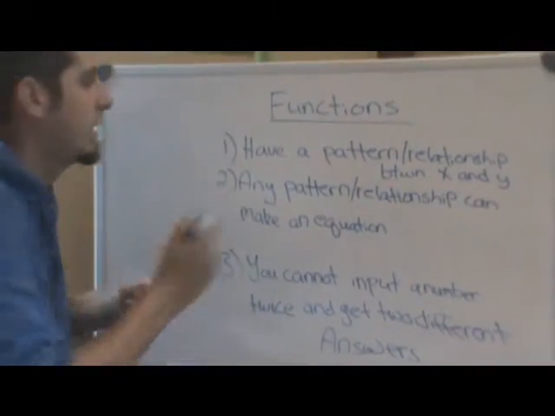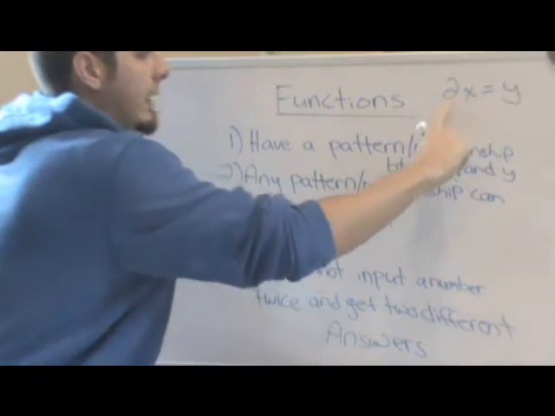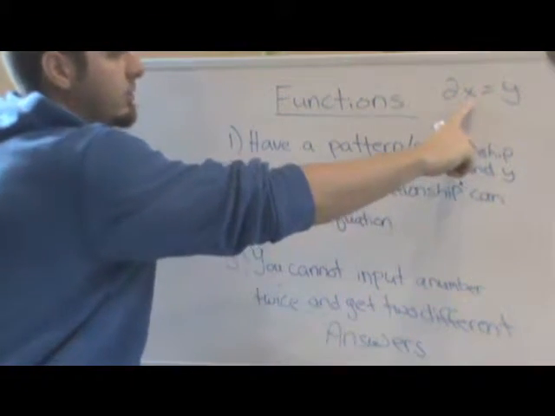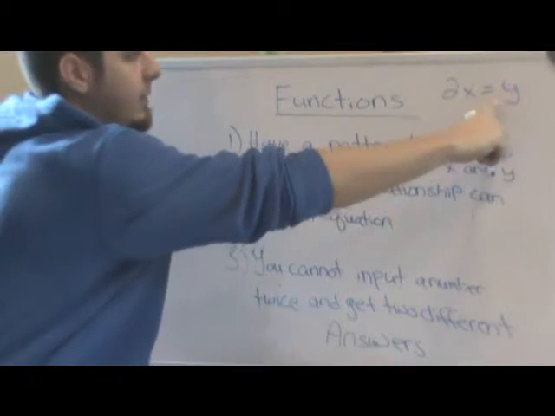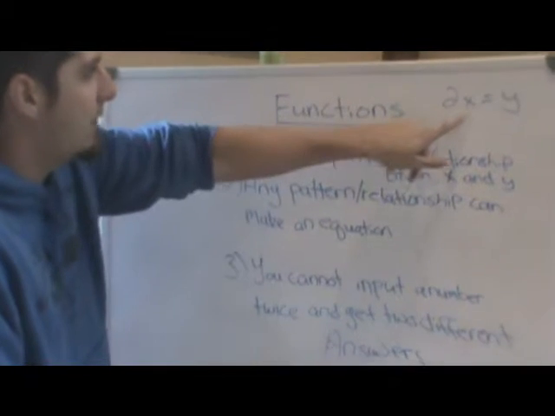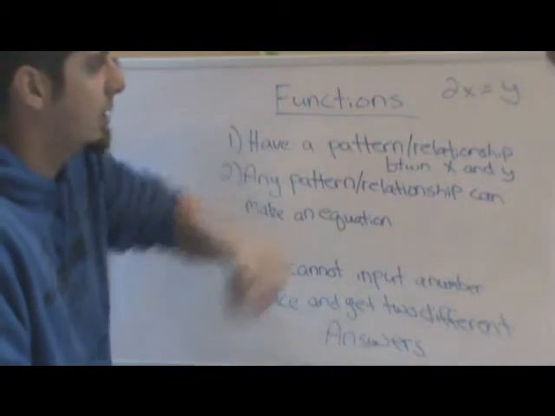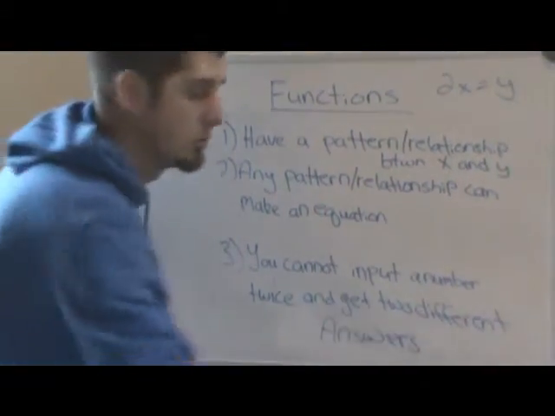A quick example, 2x equals y. If I input 5 in for x, I do 2 times 5 and I'll get 10 for y. So that means every time I input 5 into this equation for x, I should always get 10 for y. That shouldn't change. Okay?